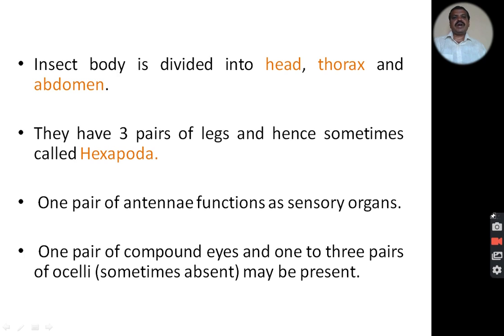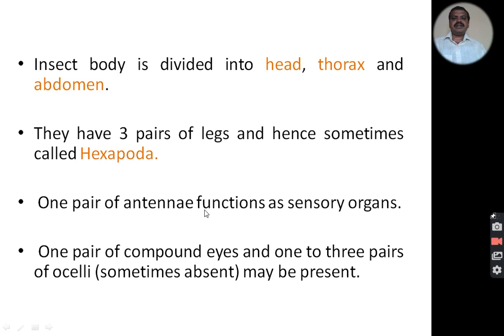The insect body is divided into 3 parts, that is the anterior head, middle thorax and the posterior abdomen. They have 3 pairs of legs, and hence insects are sometimes designated as Hexapoda, that means having 6 legs or 3 pairs of legs.